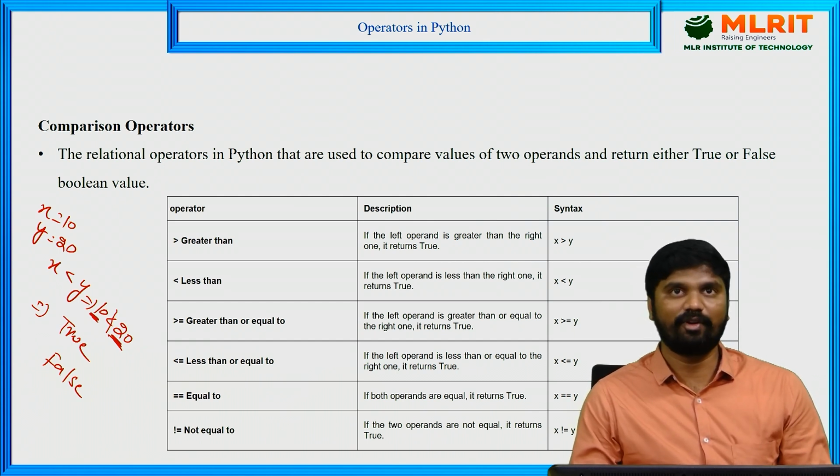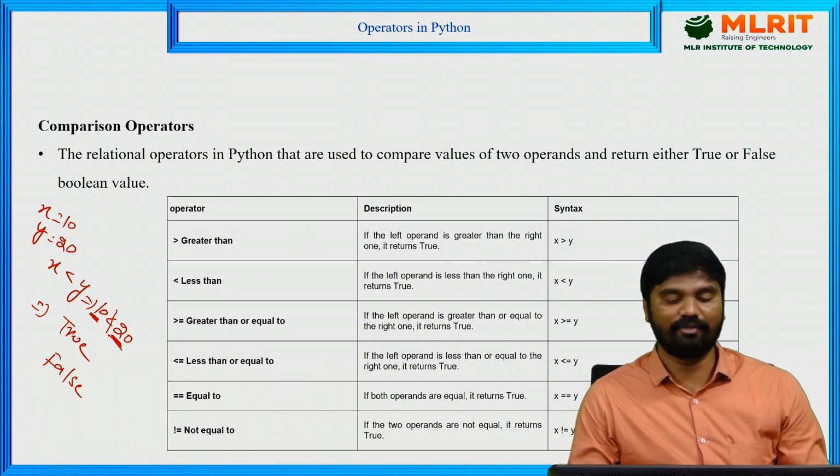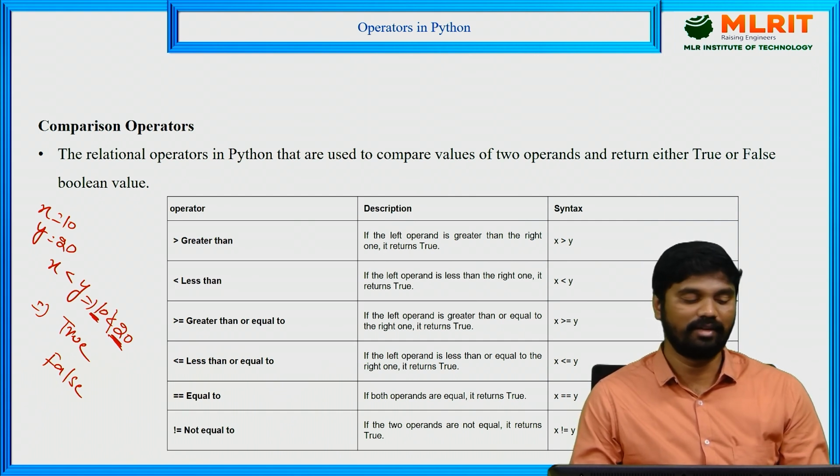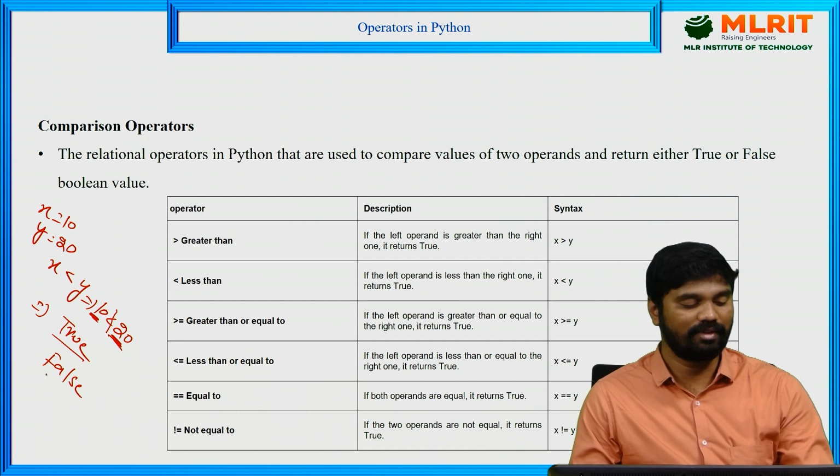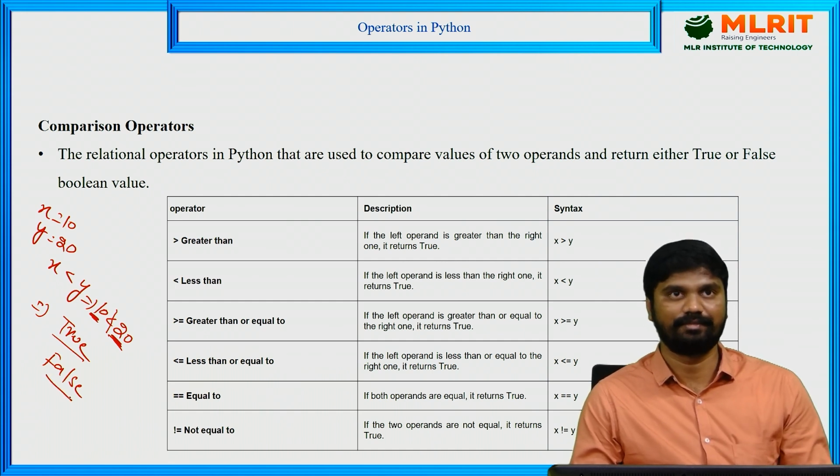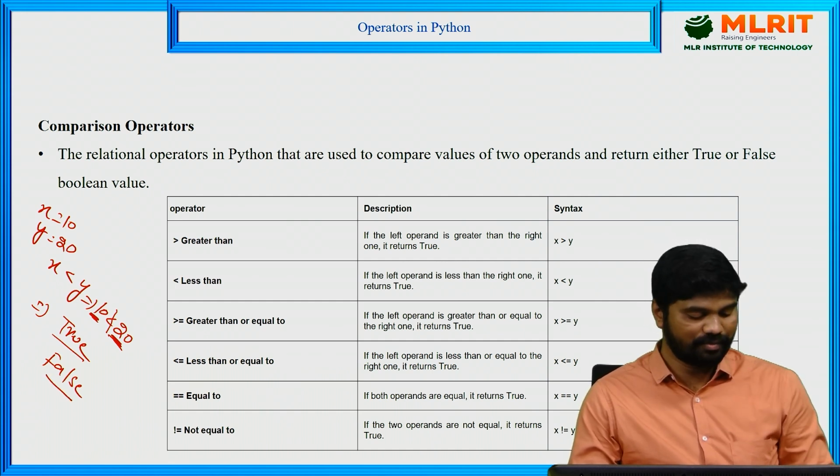If the left operand is less than the right operand, then it returns True, otherwise it returns False. That is the thing. Next, what do we have?